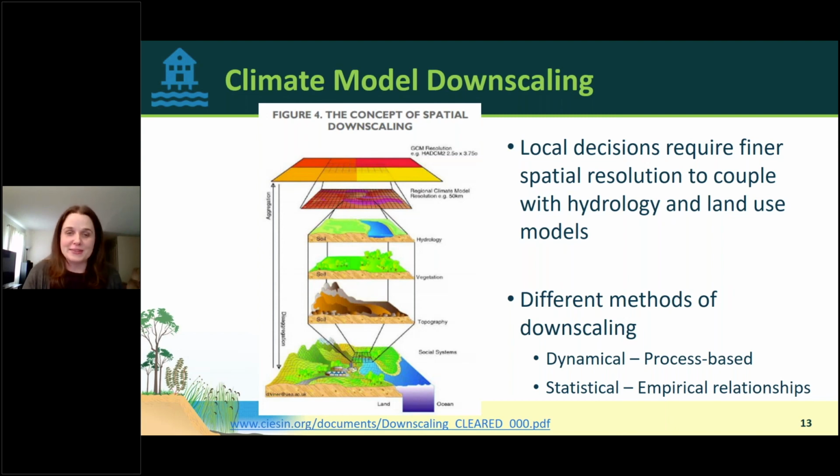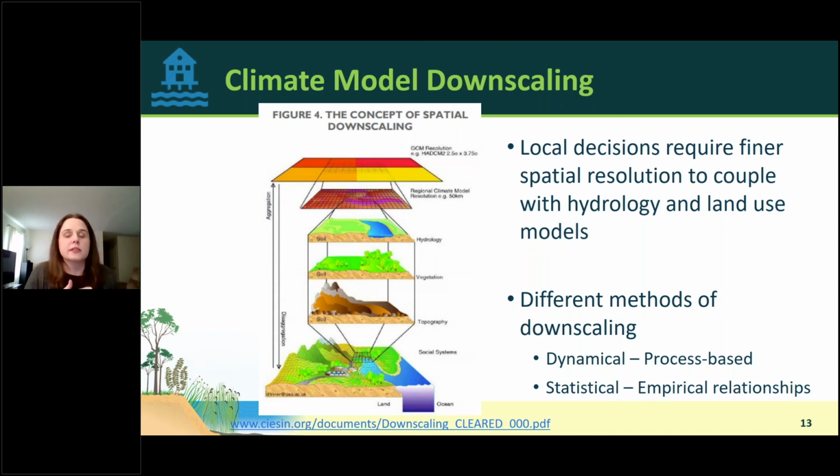There are people who will spend their entire career trying to develop and modify and refine these downscaling approaches. But the two main approaches are dynamical downscaling, which is process-based, using principles of physics and what we know of the natural world and plugging data into that information. And then we also have statistical downscaling approaches, which use observed empirical relationships with data that's good.